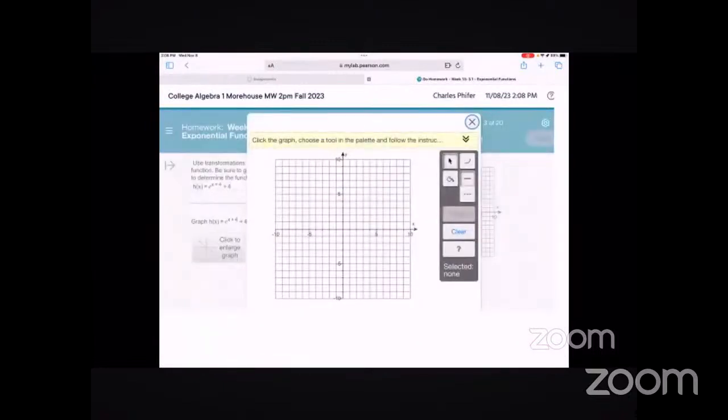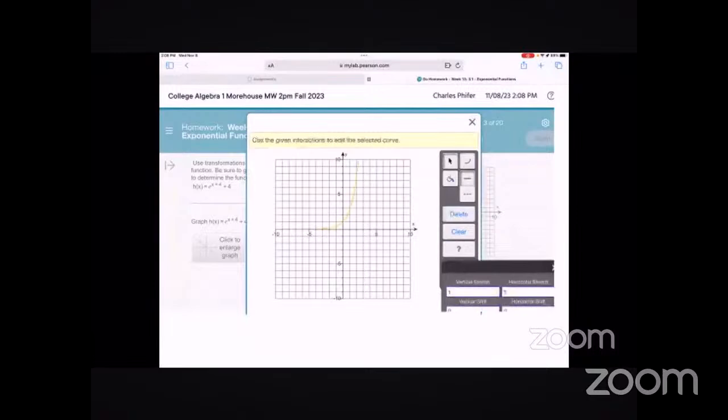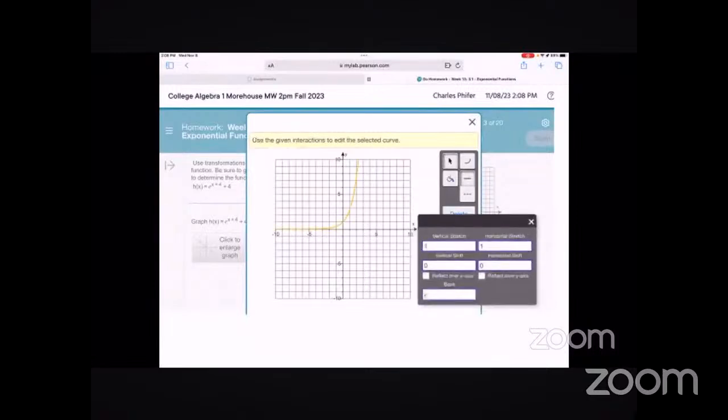So my exponential tool is first for right. I'm clicking randomly on the graph. Our base is E. We said we went right by 4 and up by 4. So this is 4 and this is 4. That's it. Save.